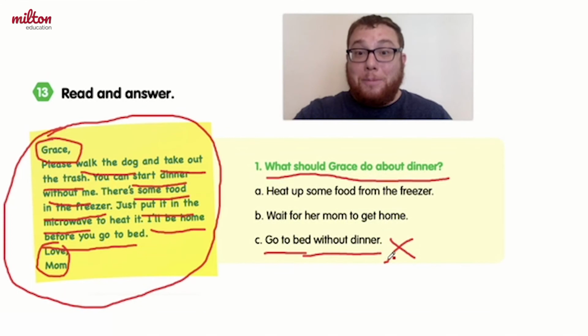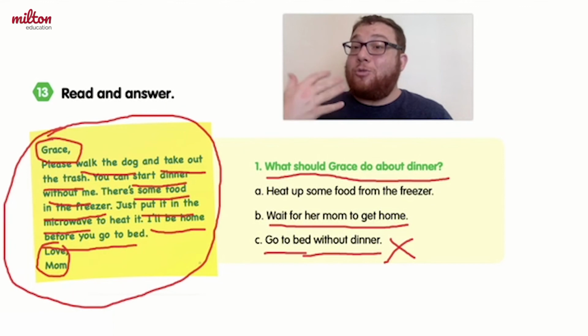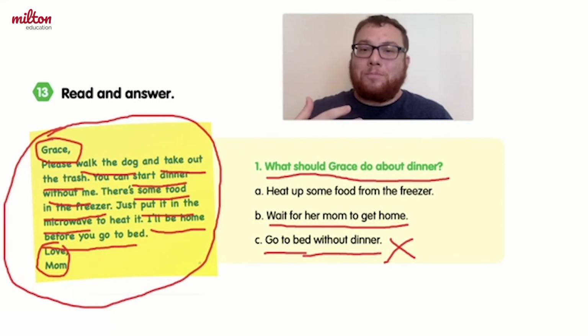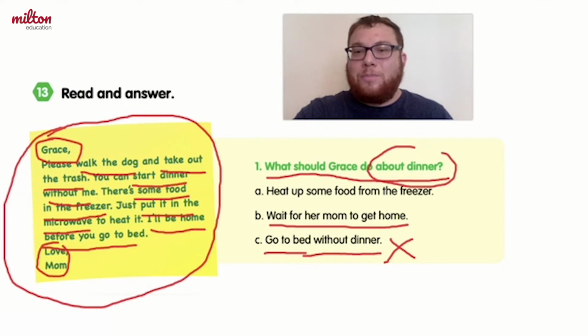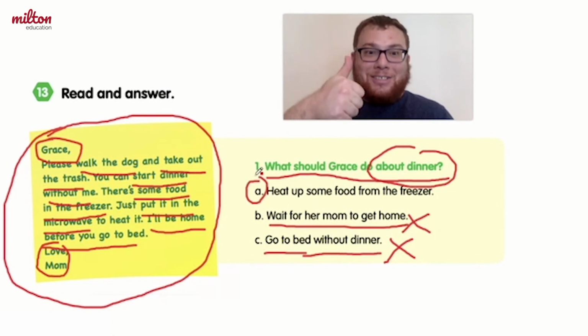What about letter B? Letter B says, wait for her mom to get home. Okay, it's logical to think that Grace's mom wants to see Grace when she gets home. But remember, the question is about dinner. And in the message, she doesn't say to Grace that Grace should wait for her mom. So B is false and C is false. So A is the answer.